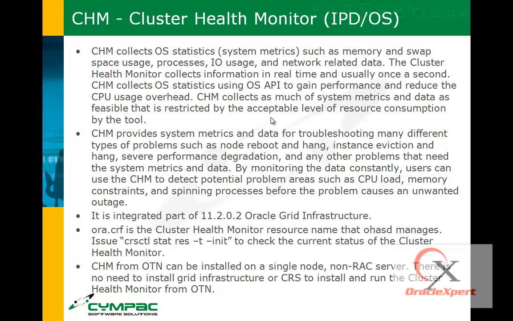CHM provides system metrics and data for troubleshooting many different types of problems, and one of the most commonly seen problems in RAC is a random node reboot. So one of the nodes keeps on rebooting. Instance eviction, server hang, severe performance degradation, and any other problem that can be seen through system metrics and data. By monitoring the data constantly, users can use CHM to detect potential problem areas such as CPU load, excessive memory usage, spinning of processes, that is runaway processes, before the problem causes an unwanted outage on the system.